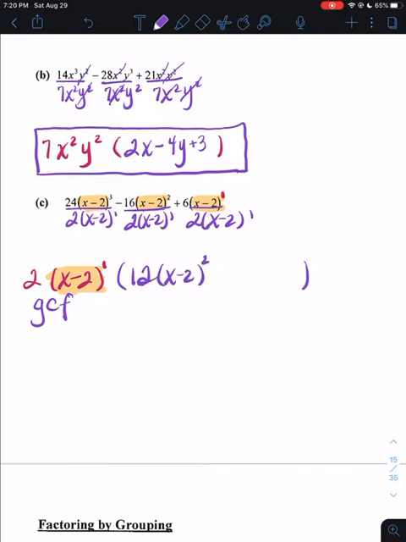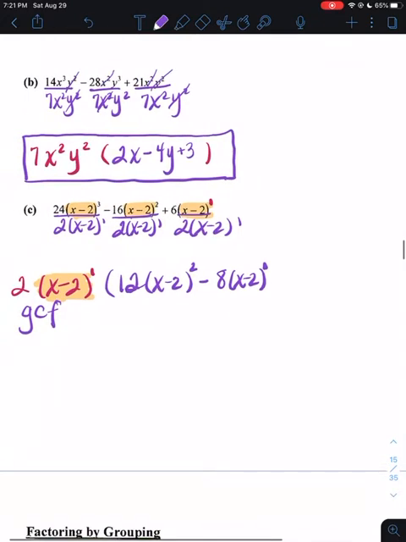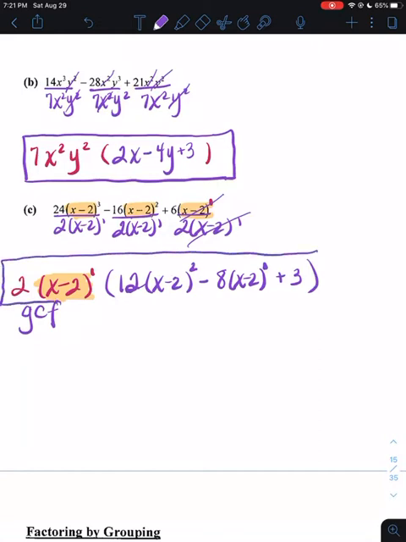When I get to the middle, minus 16 over 2 is 8. So when I divide the x minus 2 squared over x minus 2 to the first power, I keep the x minus 2, subtract exponents, and there's a 1. Give myself some space. And then 6 over 2 is 3, so plus 3. And the x minus 2, they cancel each other out. That's your factored form. So yes, it looked a little crazy at first, but same rule applies.